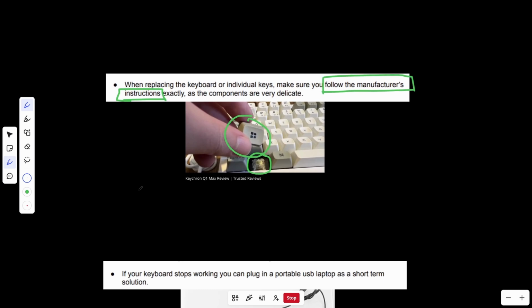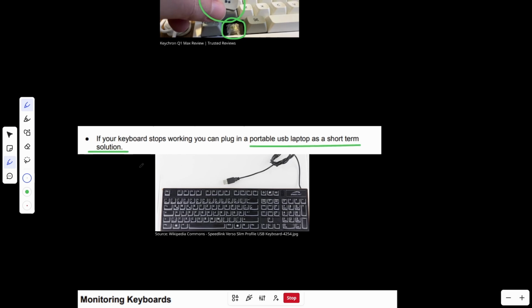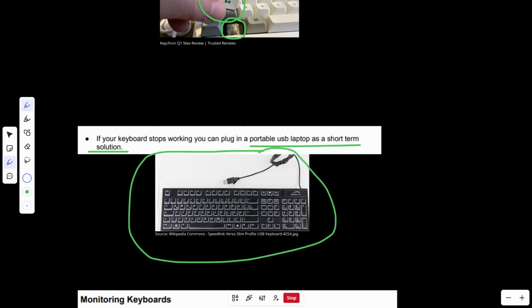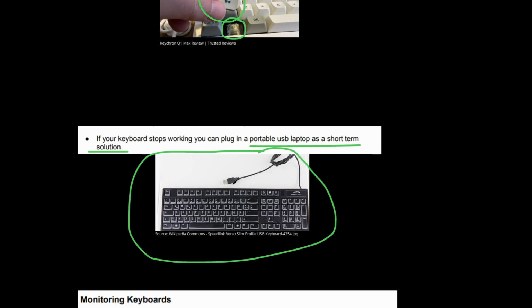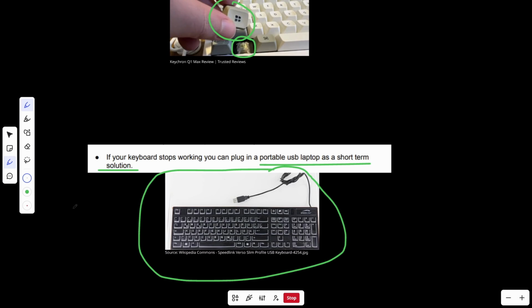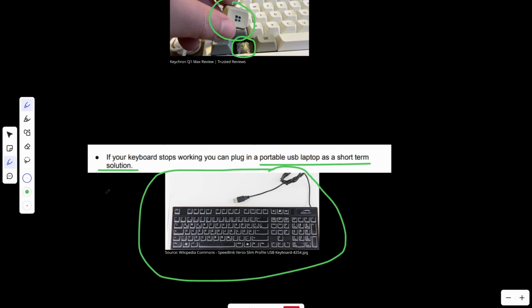Just follow manufacturer's instructions. Now, if your keyboard stops working, you can plug in a portable USB keyboard as a short-term solution. I'm sure that's not news to you either, right? If your keyboard's not working, you don't have time to troubleshoot it. A fast, quick, easy, and relatively cheap solution is to use a USB keyboard in the meantime. In relation to your exam, when you might want to think about that is you may be asked to toss up what solution is best based on the individual in the scenario that you've been given, time constraints, their budget, things to that effect, right? How much time do they have? Are they working on an important task at the moment? What's their budget like? So for example, if you got a question saying, Josh, let's say we got Josh over here.